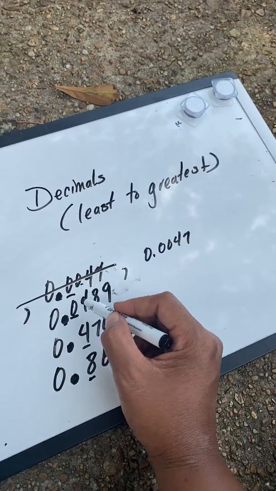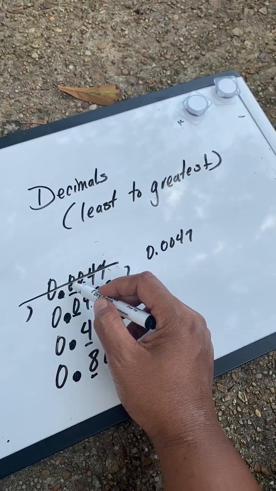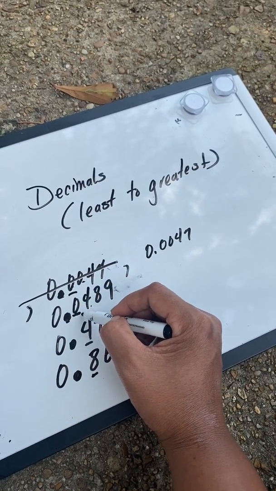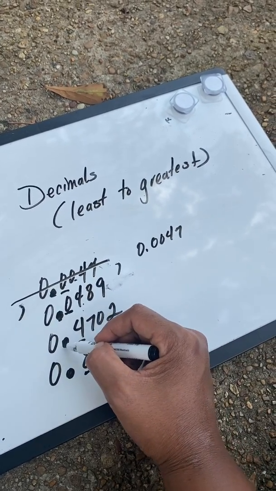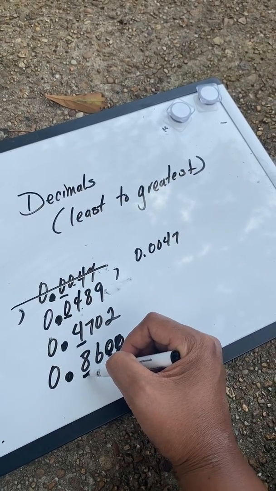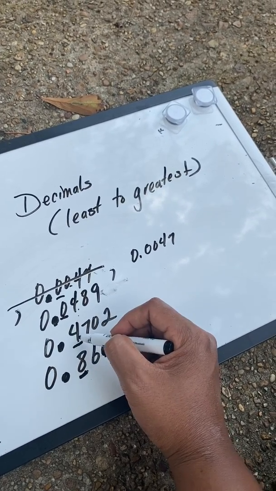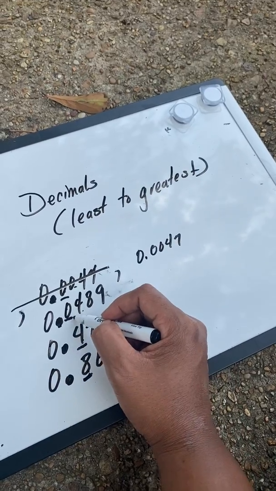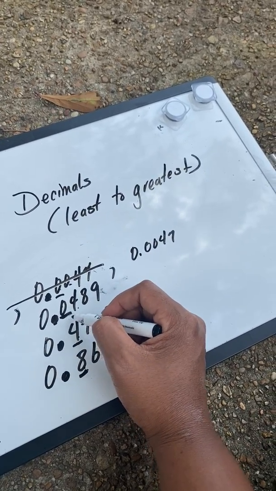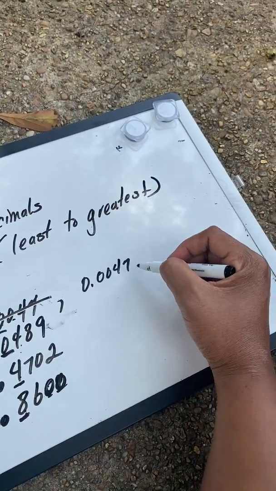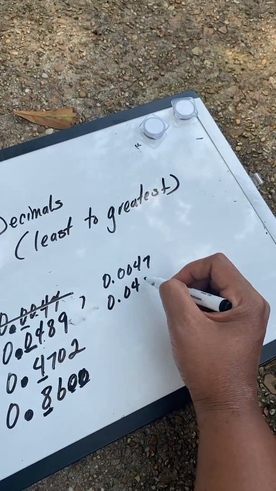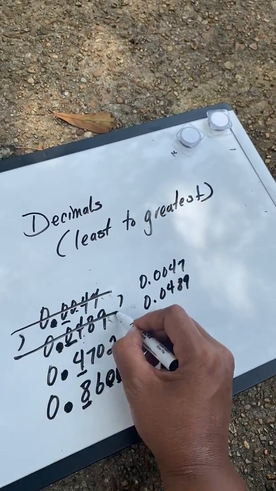Now the next number, being that this has a 0 just like the last number, and see these two values here, they have no zeros. One has a 4, one has an 8. So this would be the next number because 0 is less than 4 and 8. So I'm going to write 0.0489. I'm going to get rid of that.